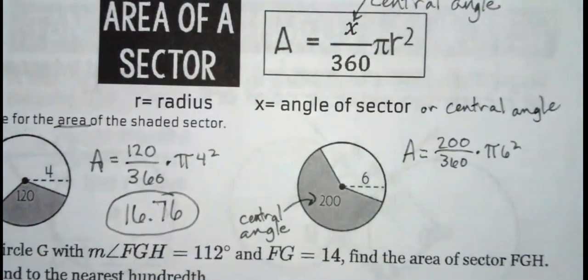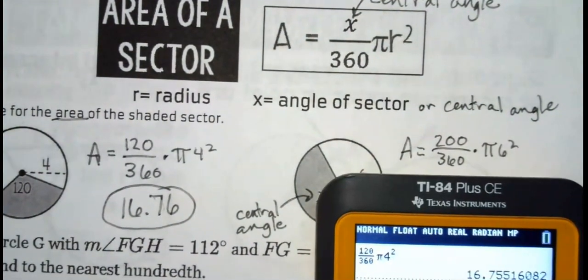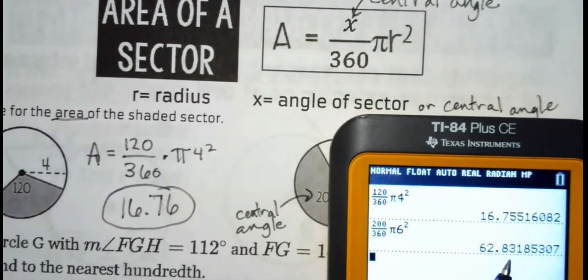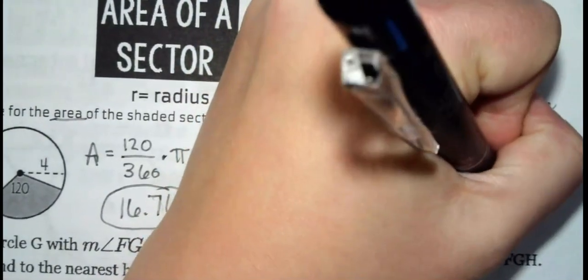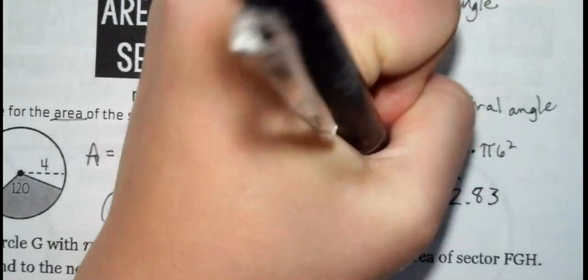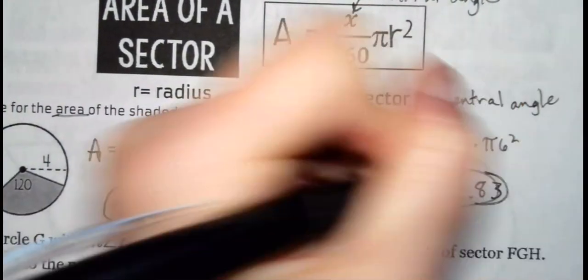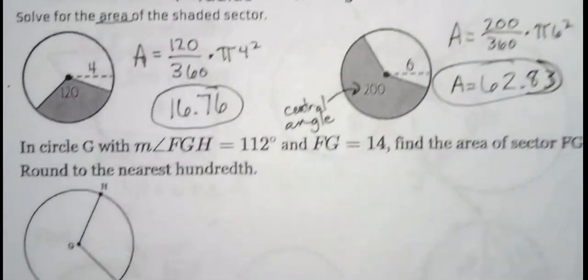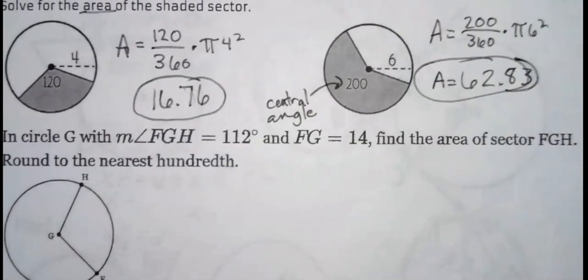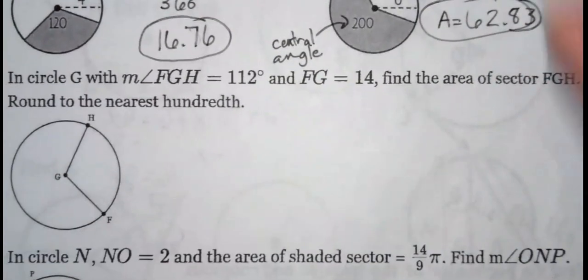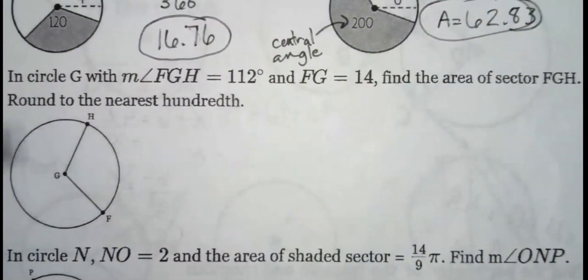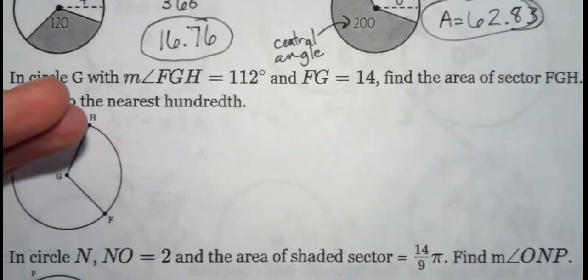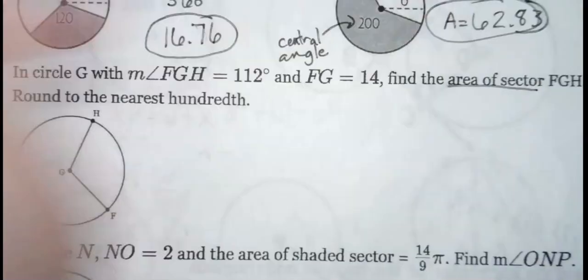All right, and then you plug that into the formula, or into the calculator, and you end up with 62.83. So 200 over 360 times pi times the radius squared, 62.83 is that area. Oh goodness, I got a little crazy. That's a 3. Moving on, so I think this might be the same thing. I think this might be a little overkill, but the reason I put this in here is this is how it's going to be asked. So this one's asking for the area of the sector.